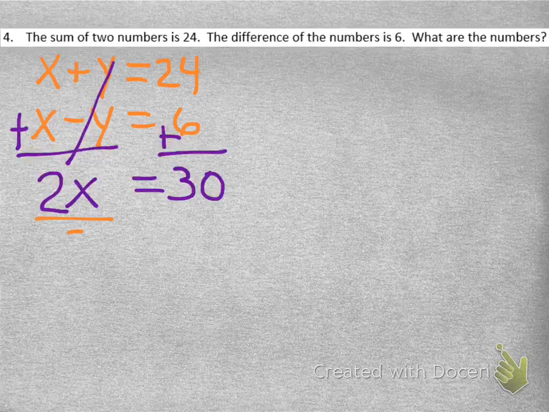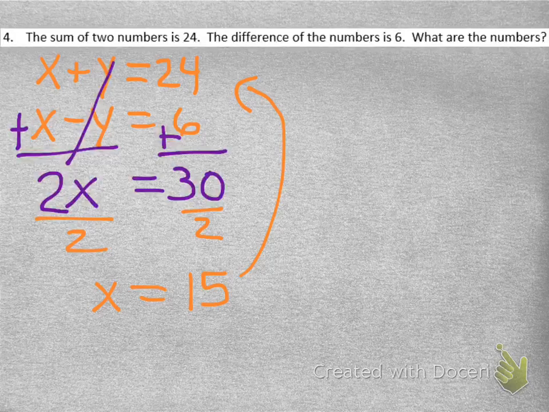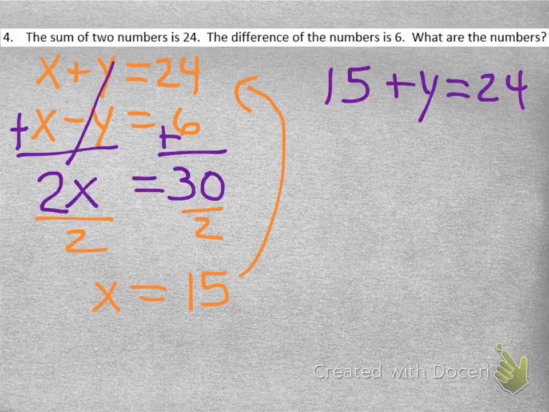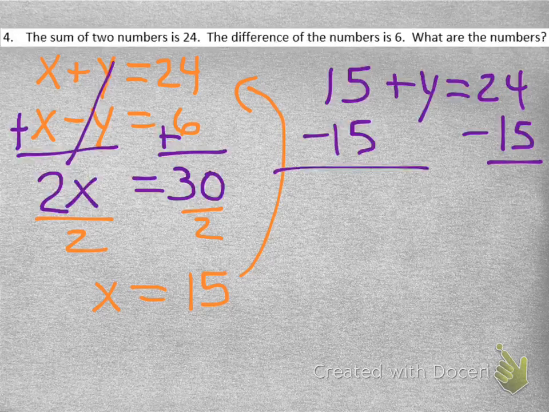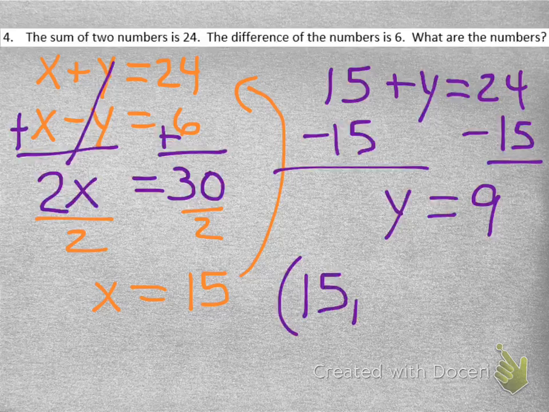To get rid of multiplying by 2, divide by 2, and so x is 15. I'm going to take that and plug it back in. I'll go with the top equation. We'll have 15 plus y equals 24. Subtract 15 from each side, and we get 9. So y is 9. So our ordered pair is 15, 9.